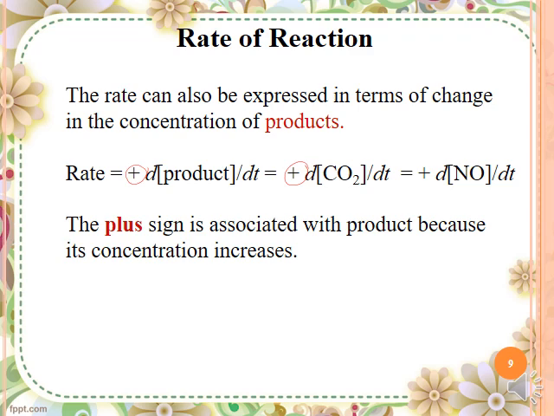So just now the products are carbon dioxide and also nitrogen oxide. So you express it in terms of rate: positive d concentration of carbon dioxide over dt, also equivalent to positive d concentration of nitrogen oxide over dt.